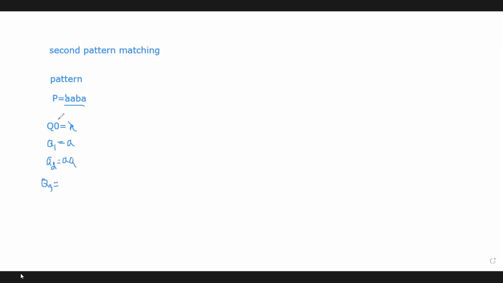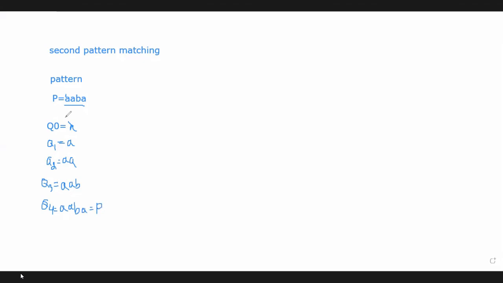So you can assume that the initial state is when the pattern was empty. There are no characters here, so we denote it by lambda. The first substring is denoted by Q1, which equals A, then the second substring Q2 equals AA, and Q3 is AAB. And the last one, Q4 equals AABA, which is actually our pattern, right? So AABA equals the pattern.